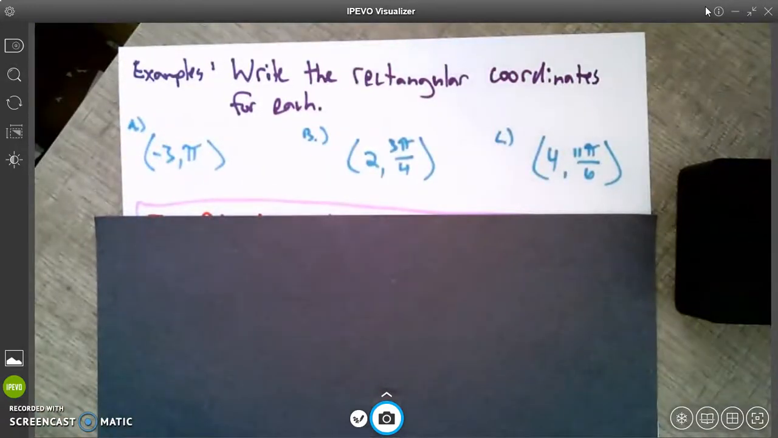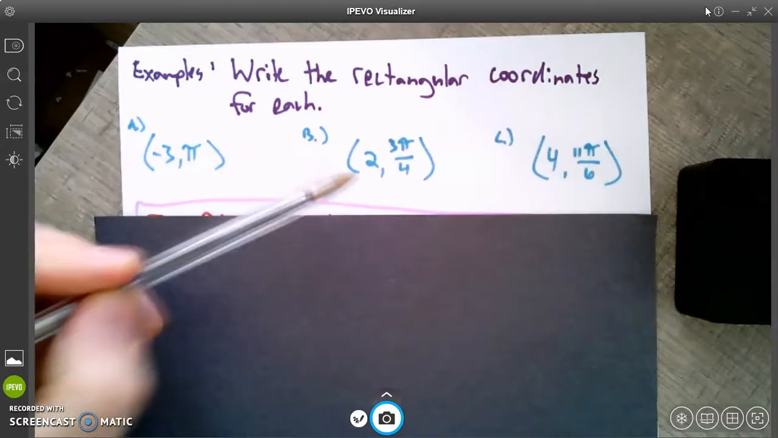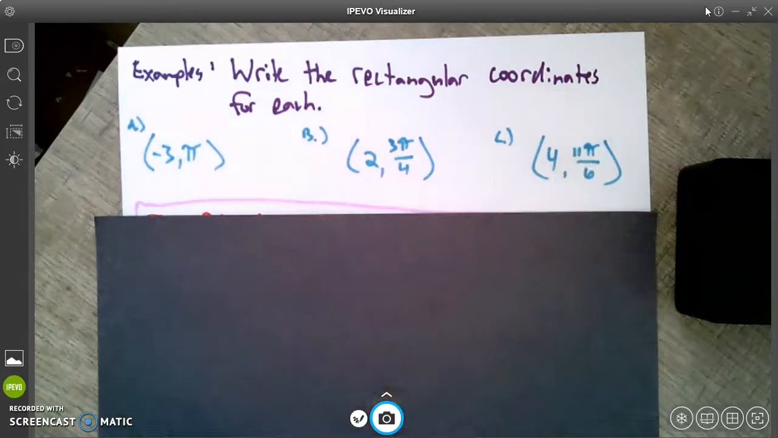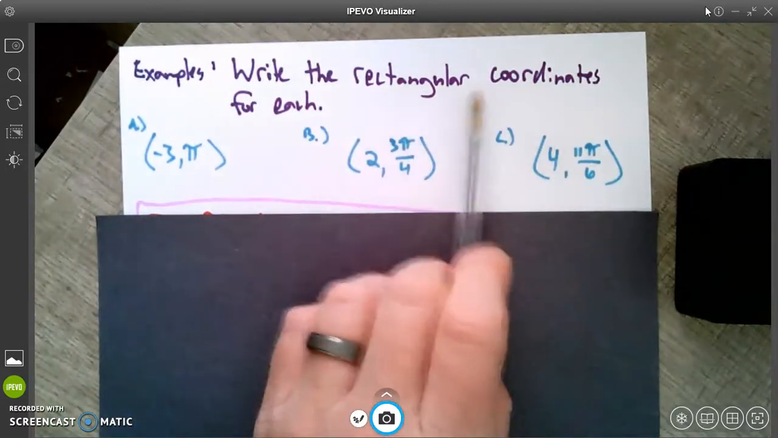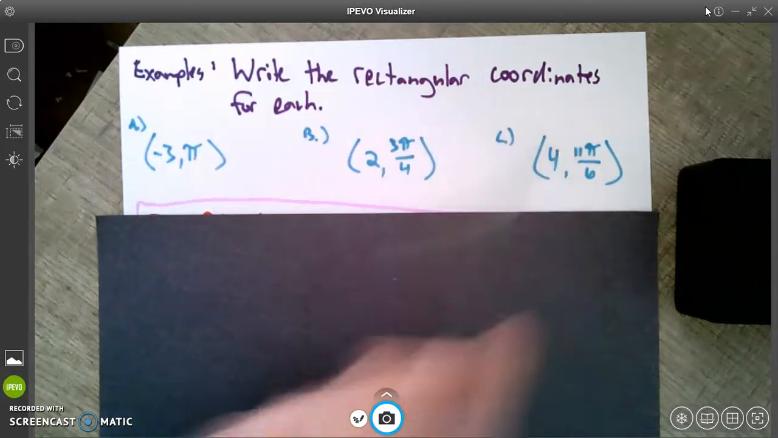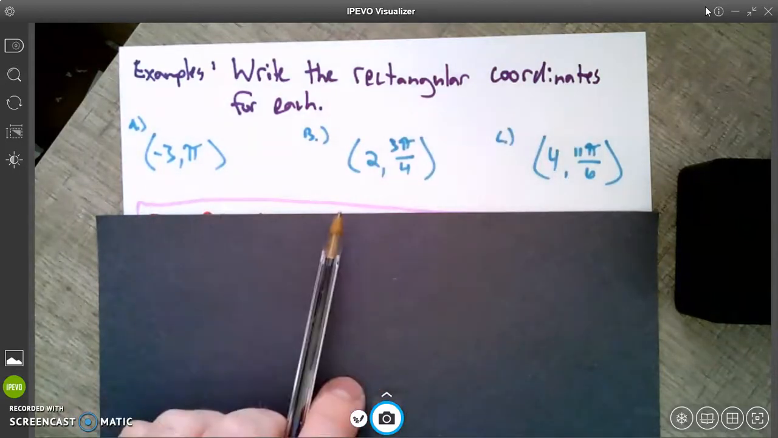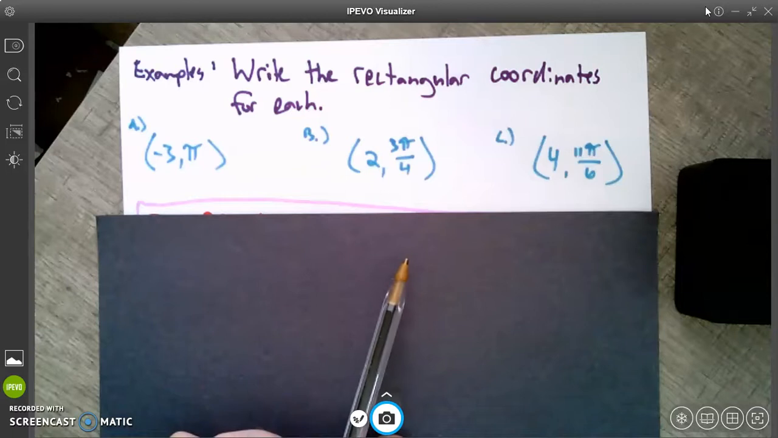Okay. There are three points. All three of them are in polar form. You have how far away and at what angle. How far away and at what angle. How far away, what angle. We're trying to find the x and y equivalent, basically, for rectangular coordinates. I want to be at that exact same spot by going over how far and up or down how far. Okay, so that's what rectangular coordinates are.